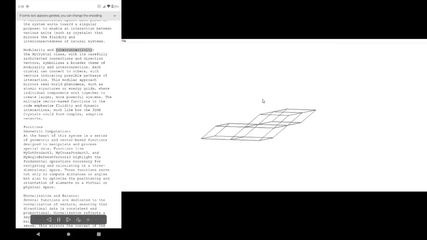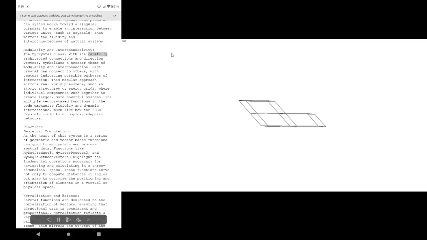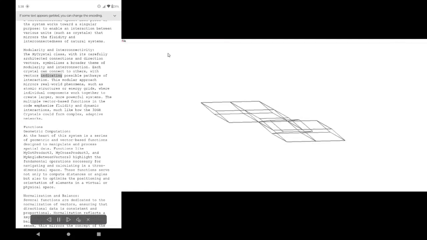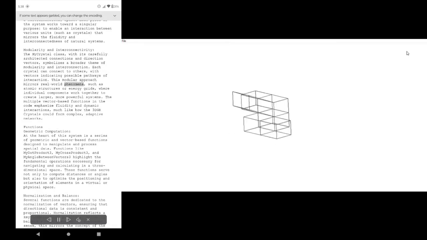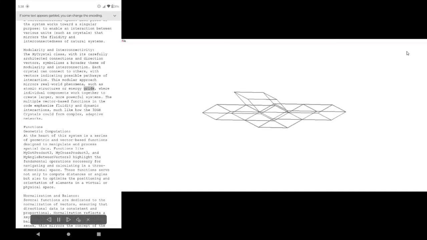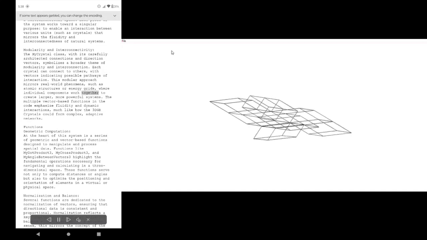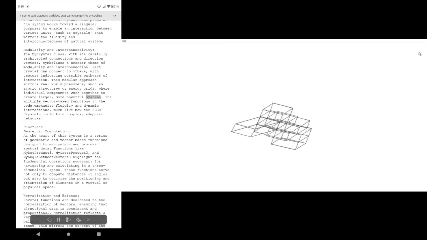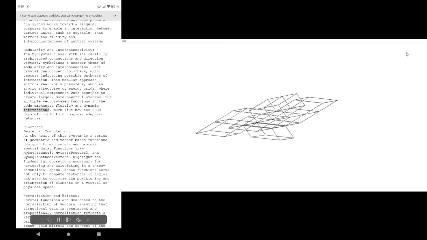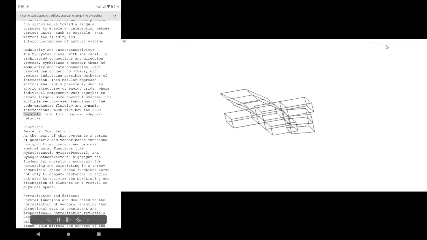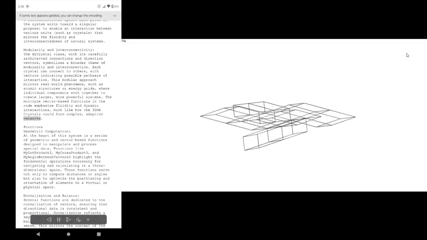Modularity and interconnectivity. The MyCrystal class, with its carefully architected connections and direction vectors, symbolizes a broader theme of modularity and interconnection. Each crystal can connect to others, with vectors indicating possible pathways of interaction. This modular approach mirrors real-world phenomena, such as atomic structures or energy grids, where individual components work together to create larger, more powerful systems. The multiple vector-based functions in the code emphasize fluidity and dynamic interactions, much like how the 3D crystals could form complex, adaptive networks.